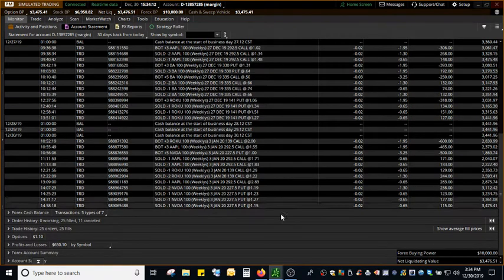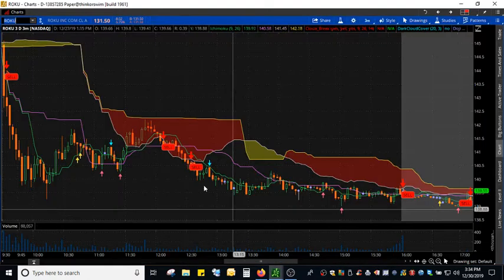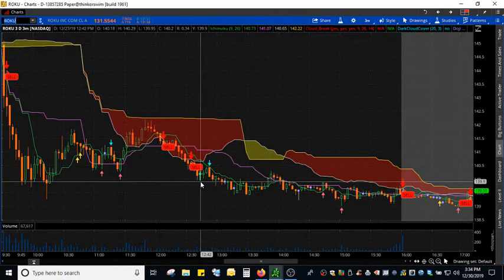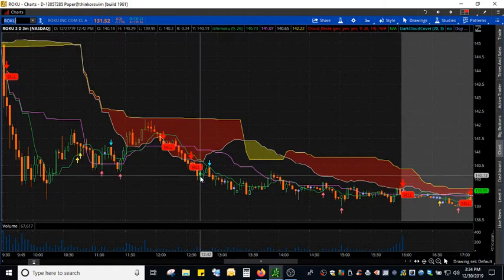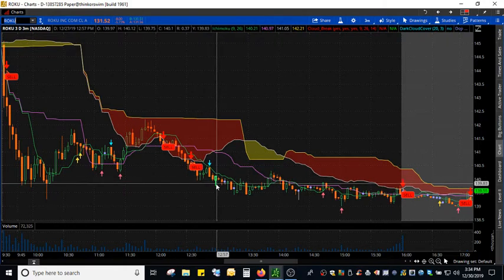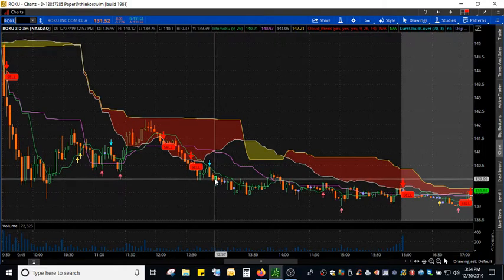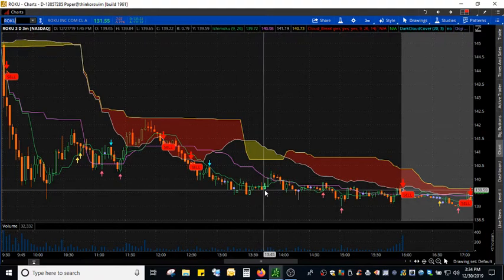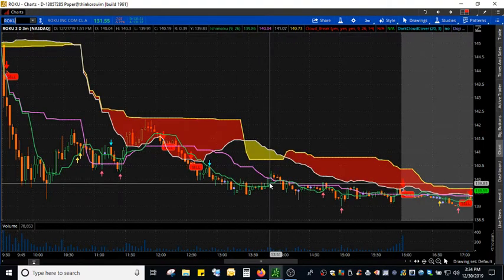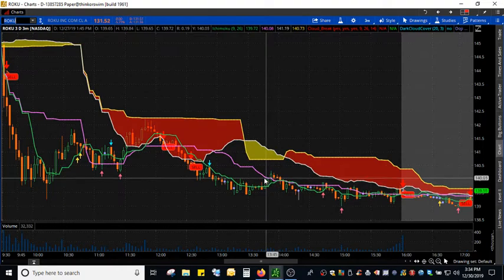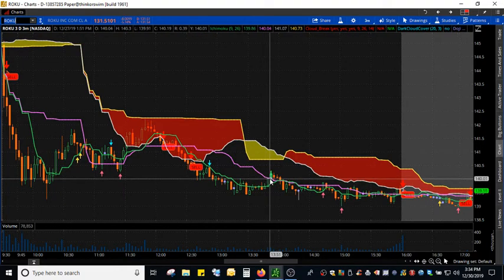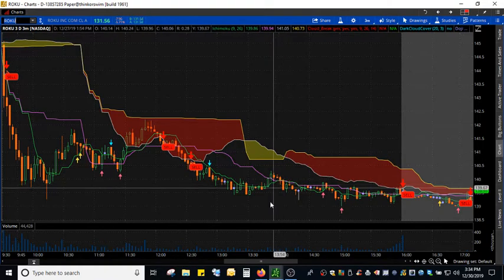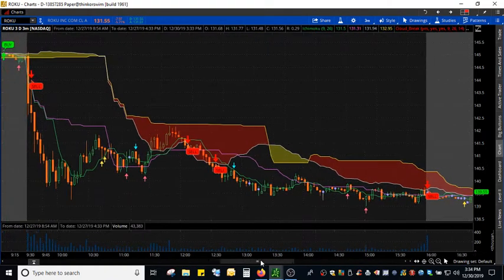1240, 1258, and 151. So 1240, right in the middle of this candle. 1258 was close to right after the open of this candle, and 151 was over here when it popped above this purple line. So those are your setups. Those are some of the setups that you can use.